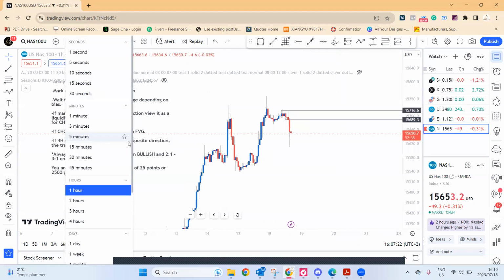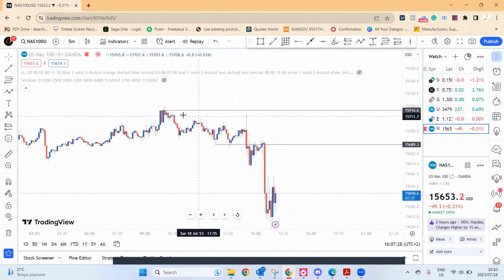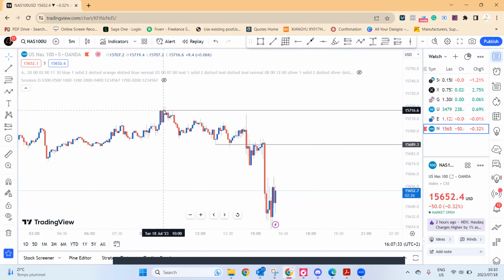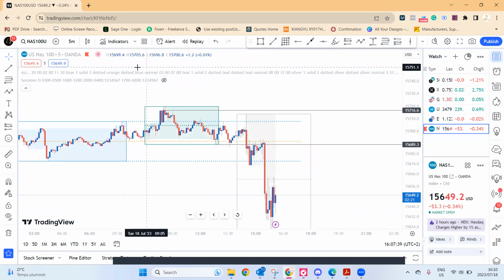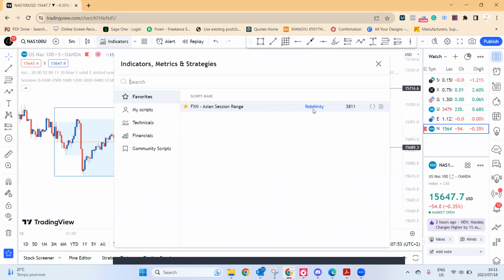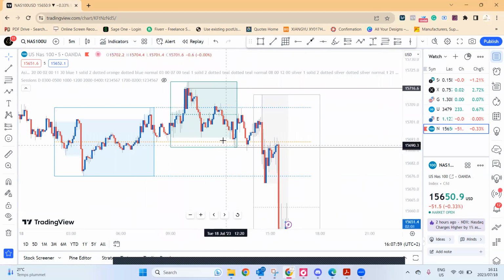Then we go to the 5 minute time frame. We get our range going. We have our high and low, but remember we are looking for buys, so this would be on the candle close and this would be on the wick. Again, you can use the Asia range tool for that. It's the Asia session range by Rob Minty. That's what you're going to use to determine the range for London. London for myself is green, so London low and London high.